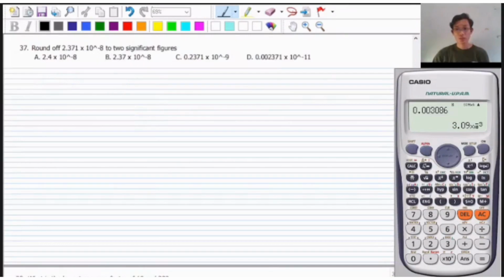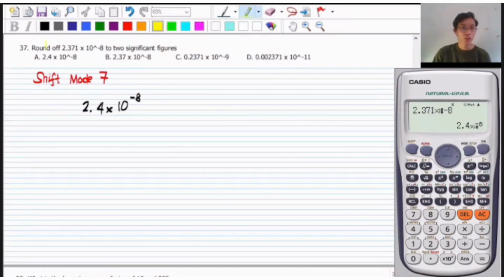Okay, next, 37. Round off 2.371 times 10 raised to negative 8 to 2 significant figures. So, punta ka lang ulit kay shift mode 7. Then, click mo lang si 2. Shift mode 7. Tapos 2 significant figures lang. Input mo yung given, 2.371 times 10 raised to negative 8. So that will be 2.4 times 10 raised to negative 8. Okay, that will be letter A.